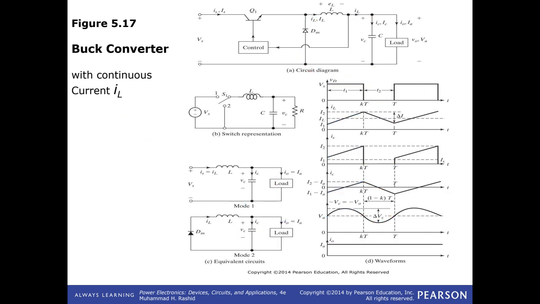That's the one. This is 5.17. You can see that. That's the buck regulator. So we now have input voltage and we have output voltage. So our main objective is to provide a good output voltage.